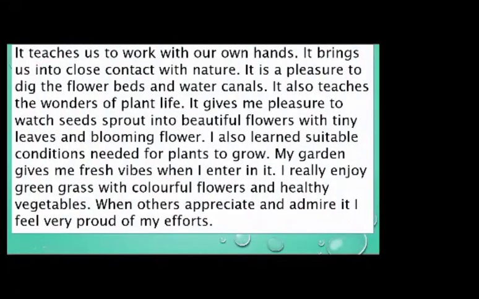It brings us into close contact with nature. It is a pleasure to dig the flower beds and water canals. It also teaches us the wonders of plant life. It gives me pleasure to watch seeds sprout into beautiful flowers with tiny leaves and blooming flowers. I also learn suitable conditions needed for plants to grow. My garden gives me fresh vibes when I enter it. I really enjoy green grass with colorful flowers and healthy vegetables. When others appreciate and admire it, I feel proud of my efforts.